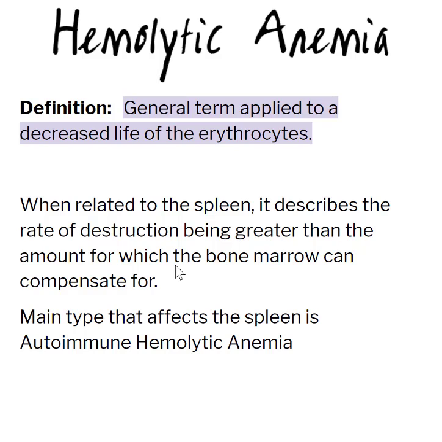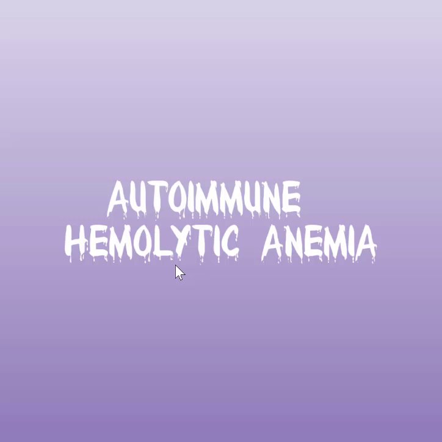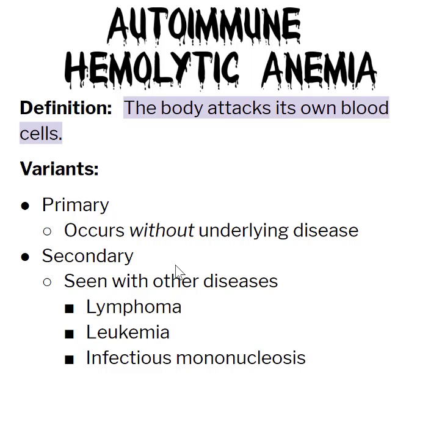So the spleen is just pitting and culling those red blood cells left and right. The bone marrow is trying to keep up with it, but it can't. And when that happens, we are low on our red blood cell count. That makes us anemic. And the main type of hemolytic anemia is autoimmune hemolytic anemia. Autoimmune hemolytic anemia comes from when the body attacks its own blood cells.